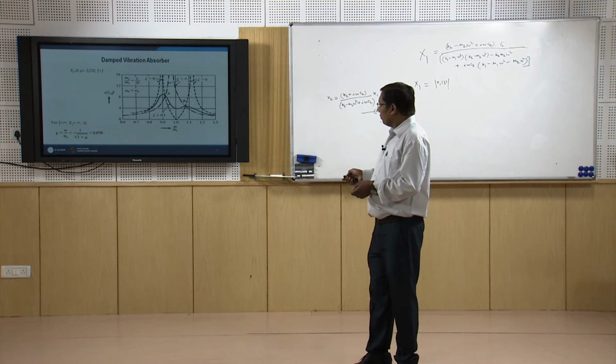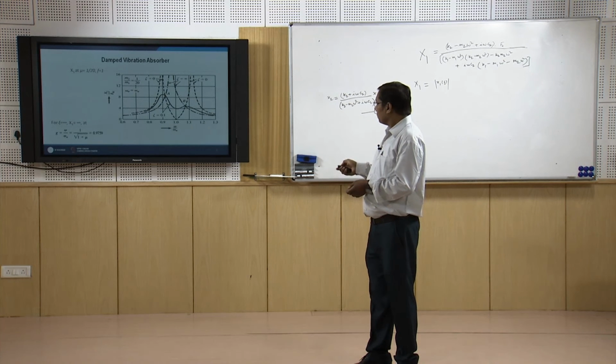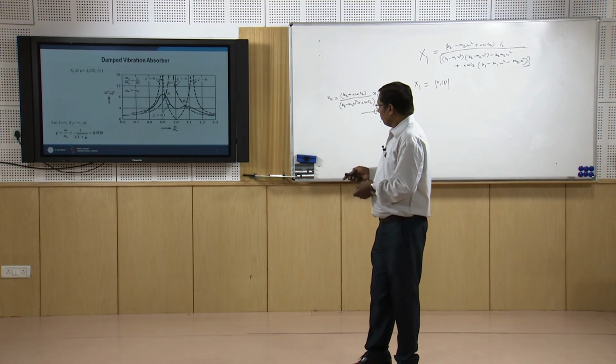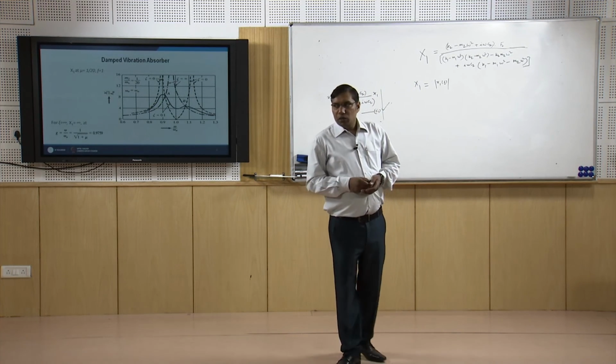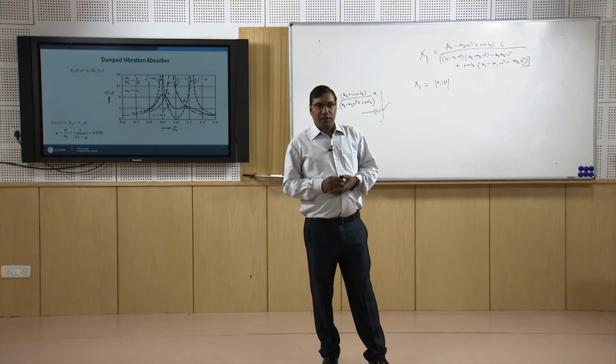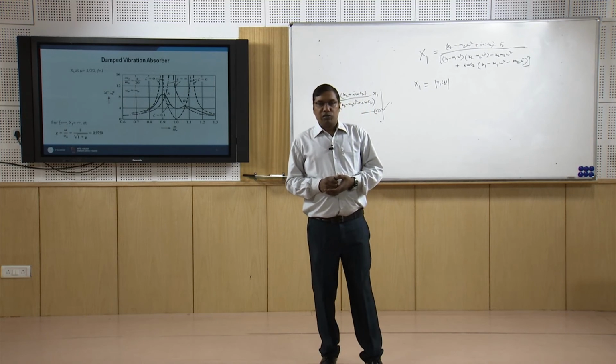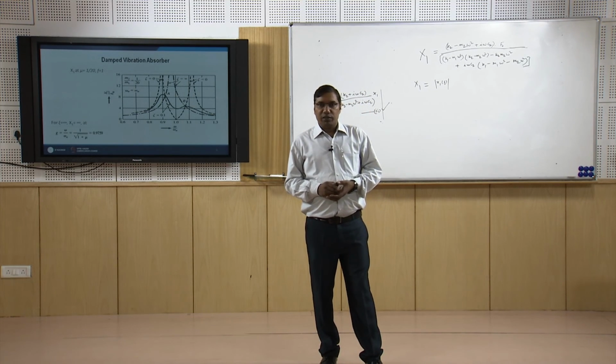For example, here for zeta equal to 0.1, it is plotted, and we can see that it is giving some reduction in the amplitude of x1. Okay. So we see that the damped vibration absorber, for certain values of damping, can reduce the amplitude from infinite to some finite value. And so, I stop here, and we will discuss more in the next lecture.